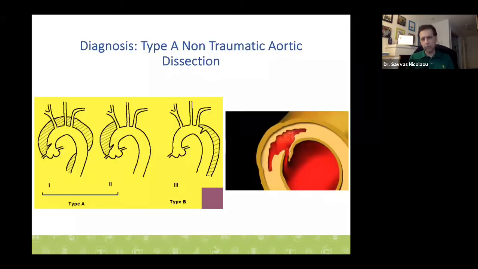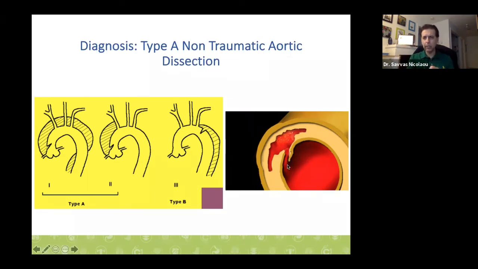So there are 3 different types of dissections according to the Stanford classification, but the Stanford simplified it to type A and type B. Basically, if you involve the ascending thoracic aorta, it is a type A dissection. Those require surgical intervention to be repaired. If you have a type B dissection, meaning that it originates distal to the origin of the left subclavian artery, those could be treated conservatively.